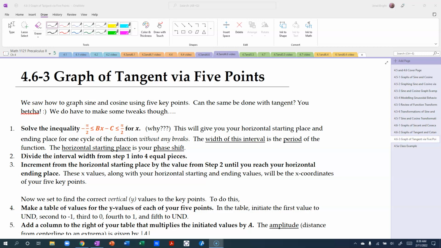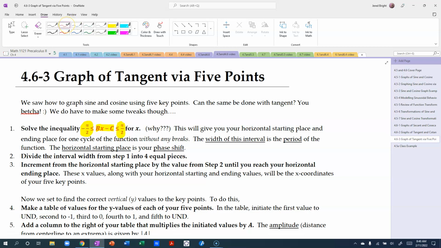Welcome back, and now we're going to graph tangent in a different way other than transformations. Remember, we have a 5-point method that we discussed with sine and cosine at least, and the question is, can that be adapted for tangent? You bet. So the way we're going to adapt it is pretty much follow the same steps. The only thing that's going to change really, and I have it in red text right now, is that when we look at that bx minus c, that middle chunk that we put into tangent, we're going to sandwich it between negative pi over 2 and pi over 2, okay?